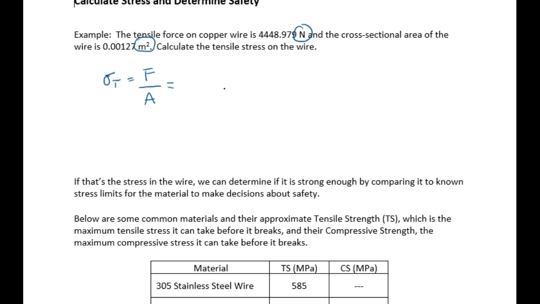So all we really have to do is plug into our formula. So we have our force, 4,448.979, and that's divided by the surface area of the wire, which is 0.00127 meters squared. So when I plug that into my calculator and I do my division, I end up getting 3,503,133.071.